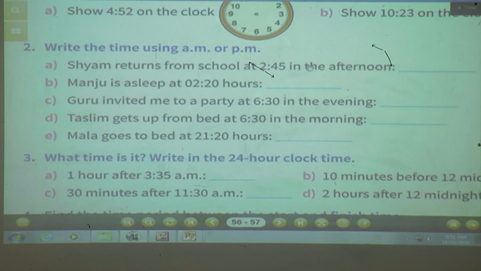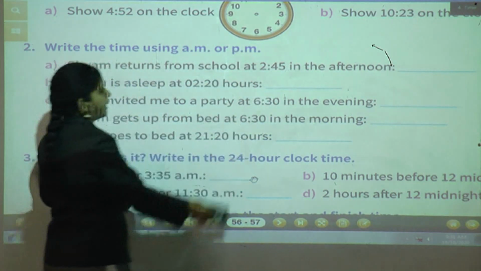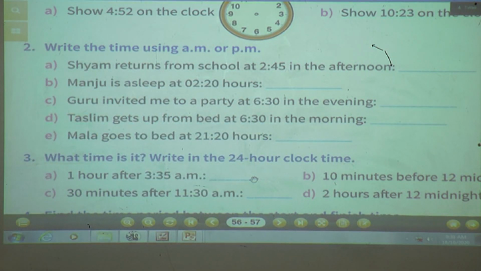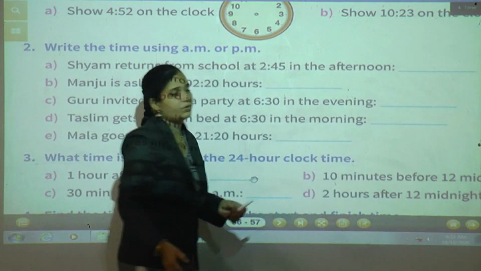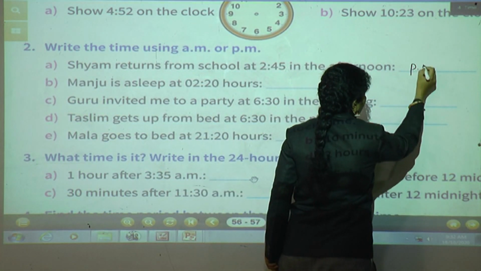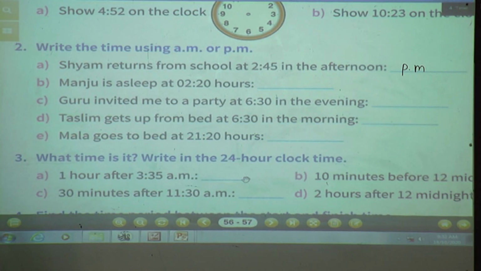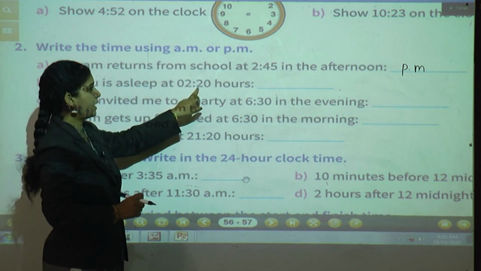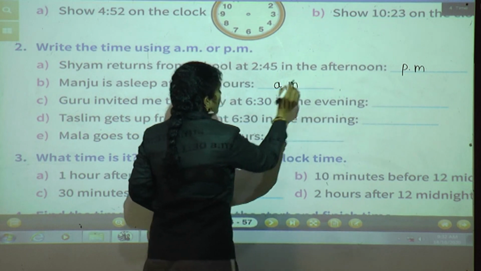Write the time using AM or PM. Shyam returns from school at 2:45 in the afternoon. So students, for afternoon, what do we use, AM or PM? Yes, for afternoon we write PM. Very good students. So write here PM. Now Manju is asleep at 2:20 hours. So students, what do we use here? That means AM. We use AM.